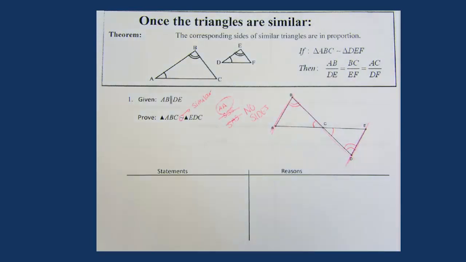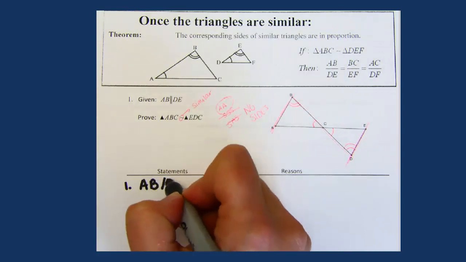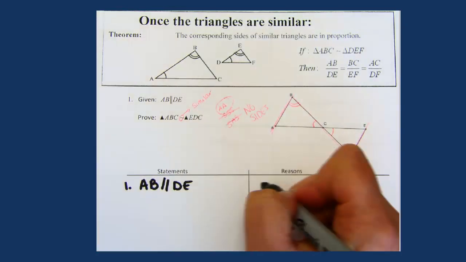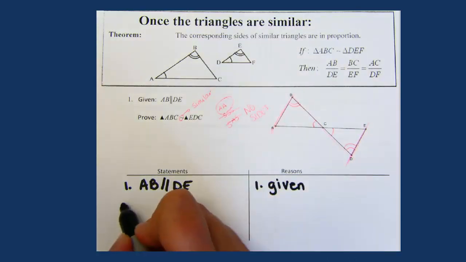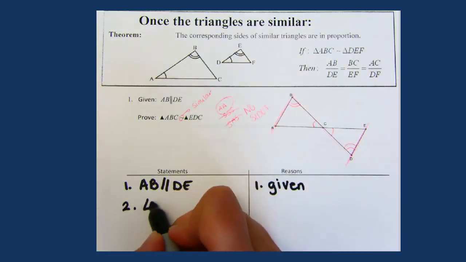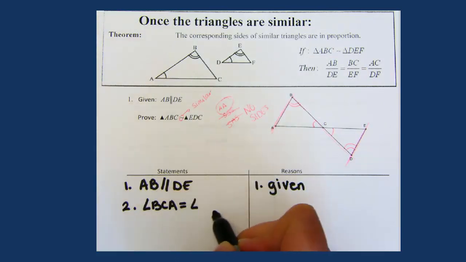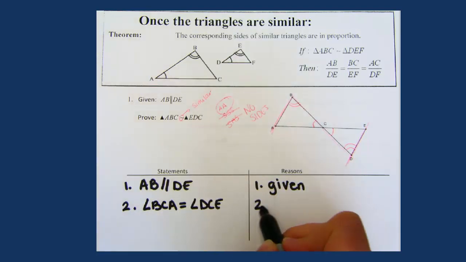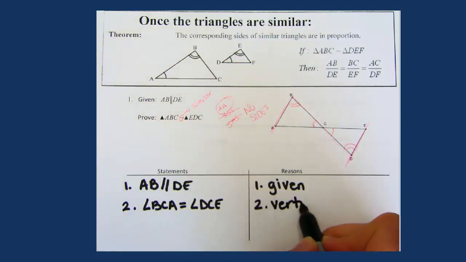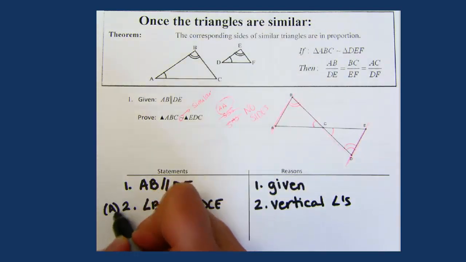So to write up the proof, first thing we want to do, like always, is put our givens in the proof. So we'll start off with AB is parallel to CD, and that was given. The next thing we'll do is put a pair of angles in there. We'll start off with the vertical angles, so angle BCA is equal to angle DCE, and again, the reason that we know that they are equal is because they're vertical angles.